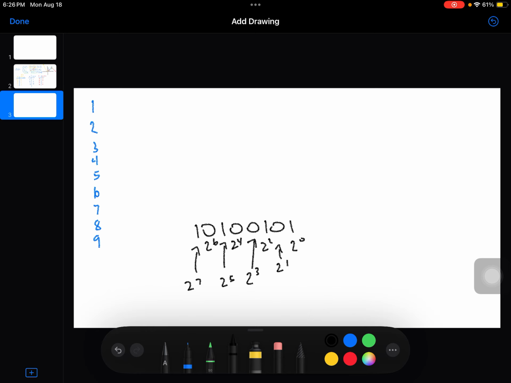If we've got a 1, then we add that. So 2 to the 7th is actually 128, so we're going to add 128 for this 2 to the 7th. Then we've got nothing for 2 to the 6th, so we can skip that one. We've got a 2 to the 5th, which is 32, so we take 128 and add 32. We've got nothing for 2 to the 4th or 2 to the 3rd, but we've got 2 squared, which is 4, and 2 to the 0, which is 1. If we add all those together, we get 128 plus 32 plus 4 plus 1, or 165.